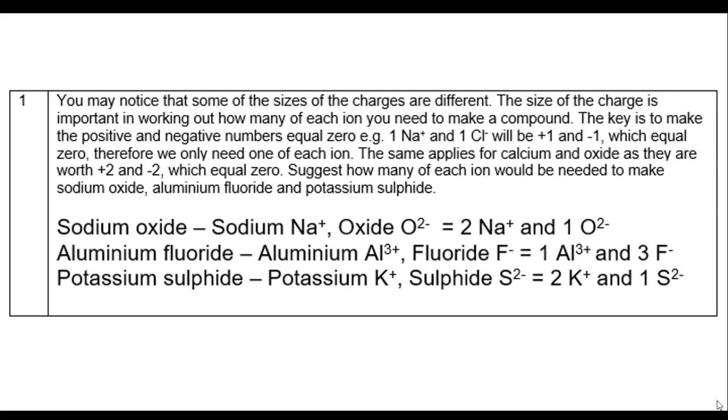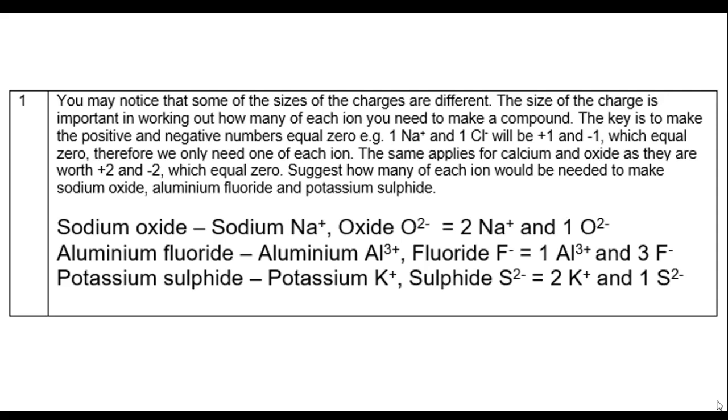So a good example of this is sodium oxide. Because sodium has just a charge of +1, but oxide ions have a charge of -2, we need 2 sodium ions to make up +2 to even out the -2, because we're meant to be trying to make the charges equal.